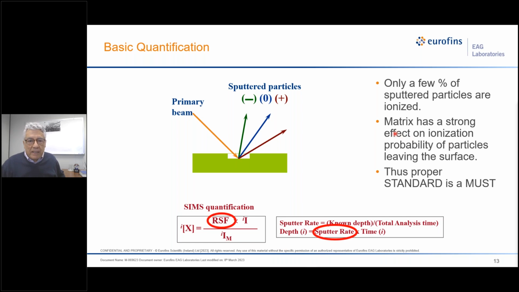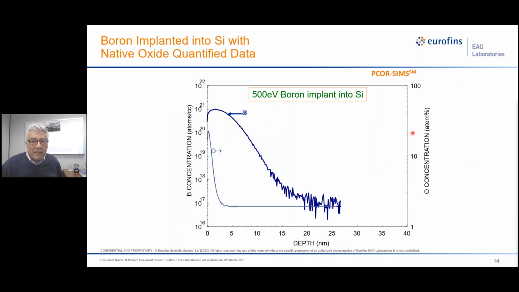But the problem is that the effect of the matrix changes this sensitivity factor, and also changes the sputter rate. So we have to come up with a method to calibrate the SIMS signals based on the change of the matrix. And when you properly do that, in the example I showed earlier, where you had a very shallow distribution of the boron, looking at the top 20 nanometers or so, you get the correct shape of the distribution of the boron, even so shallow.